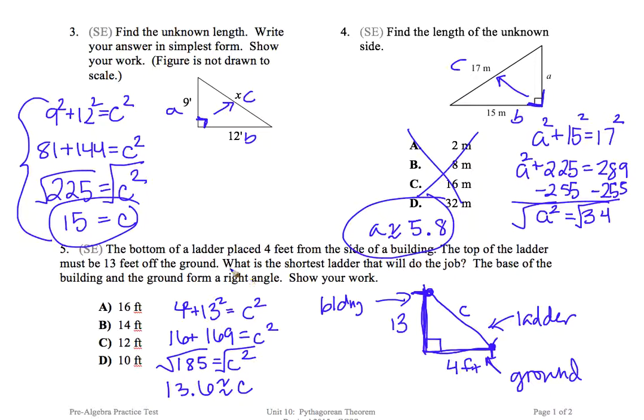Now, remember our question here. What is the shortest ladder that will do the job? Now, imagine this for a second. This ladder right here, if it has to be exactly 13 feet, the ladder would be 13.6 feet. Problem is you can't buy a ladder that way. It's either going to be a 13-foot ladder or a 14-foot ladder. Now, if this ladder is any shorter, it's going to go down lower. If it's down lower, it's not going to be 13 feet off the ground. That's a problem. So in this case, we're going to round up. And our answer is B, 14.